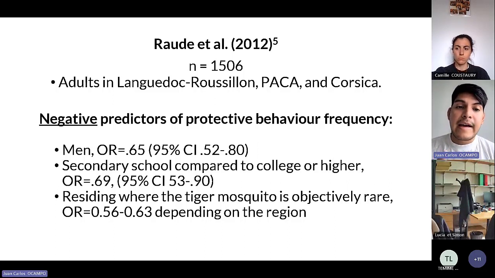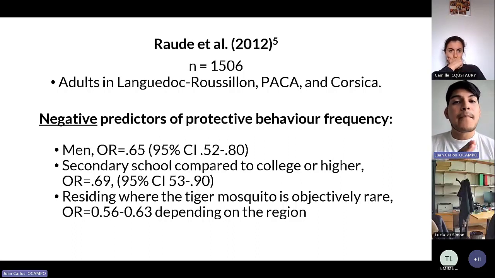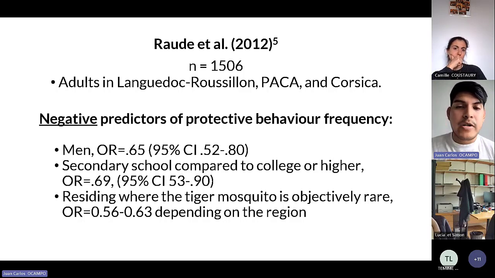So say, for example, a negative predictor was being a man. Another negative predictor was having secondary school education compared to college or higher. And another one was residing in a region where the tiger mosquito was objectively rare. That also varies depending on which region specifically, but they were all negative predictors.